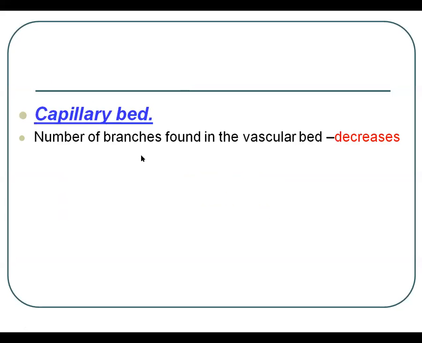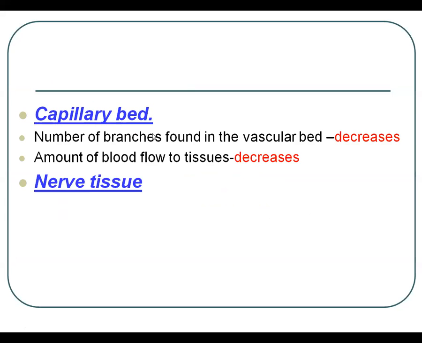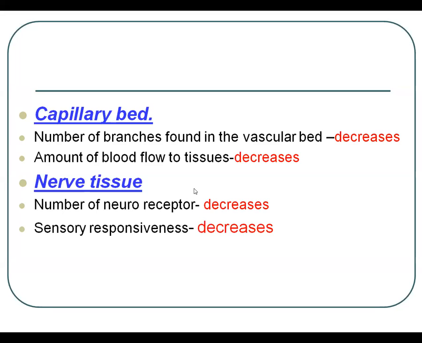Next is the capillary bed, which is nothing but a number of branches of blood capillaries present in the periodontal ligament space. But as age advances, the blood capillaries decrease, so the blood supply also decreases. Nerve tissue: what happens to the nerve? As age advances, the number of neuroreceptors decreases, and the sensory responsiveness also decreases.